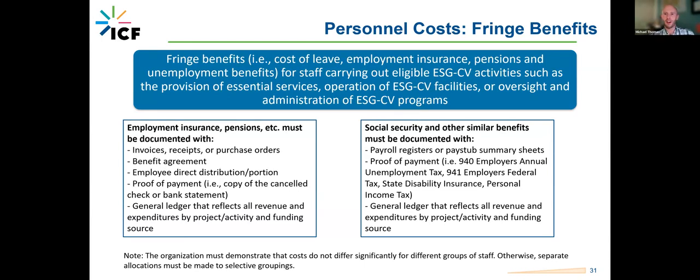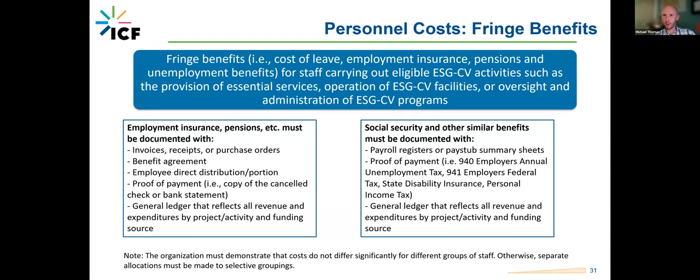as well. We've divided them into two sort of buckets here. We've got the first one with your employment insurance, pensions, things like that that are specific to your organization. And then we've got on the right there your Social Security and other similar benefits that all organizations pay. For the employment insurance, pensions, things like that, you need your invoices, receipts, or purchase orders, the benefits agreement, employee direct distribution or proportion, proof of payment, and your general ledger records.